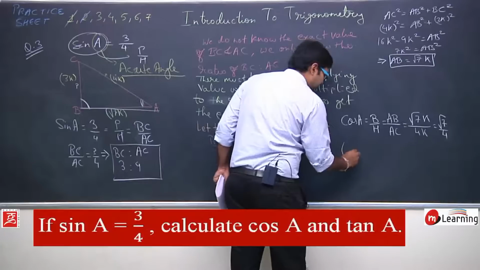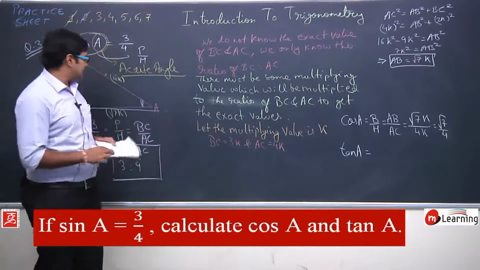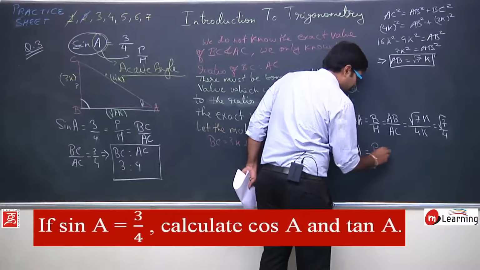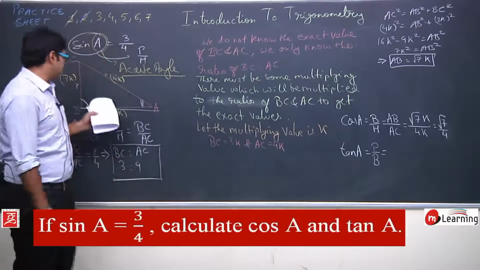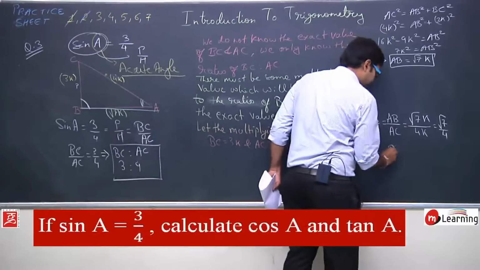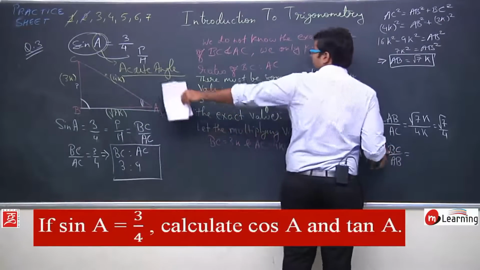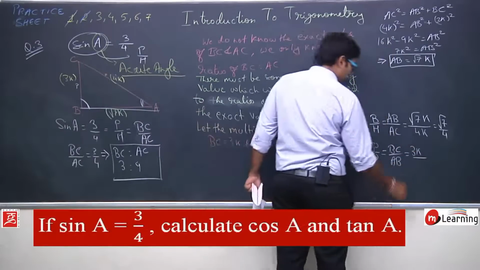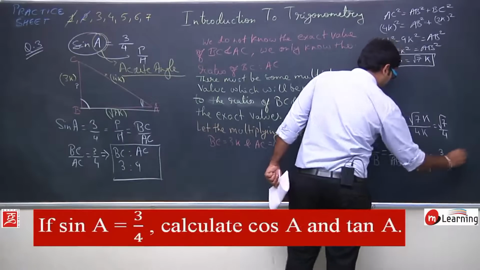Now similarly, what is tan of angle A? Tan of angle A is perpendicular upon base. Now the perpendicular with respect to angle A is BC and the base is AB. So here I can write BC upon AB. Now BC is given as 3k upon AB, which is root of 7k. So this will be 3 upon root of 7.